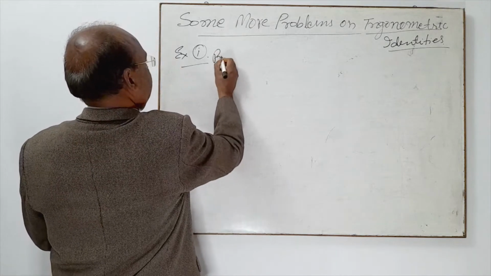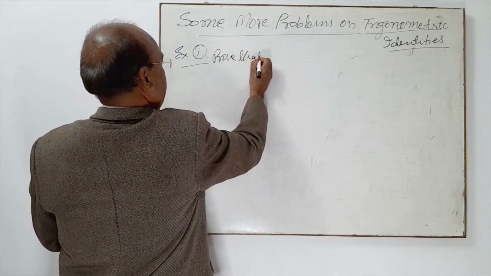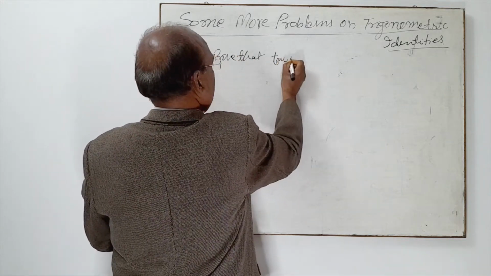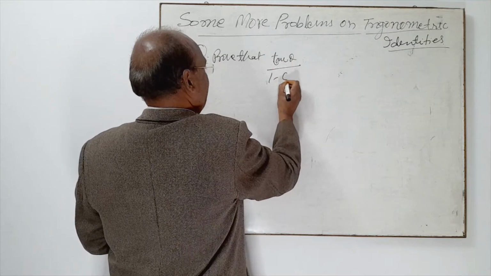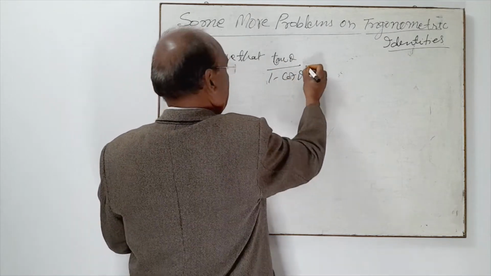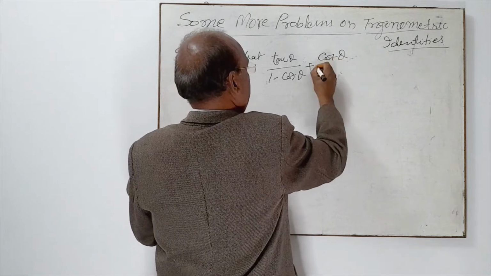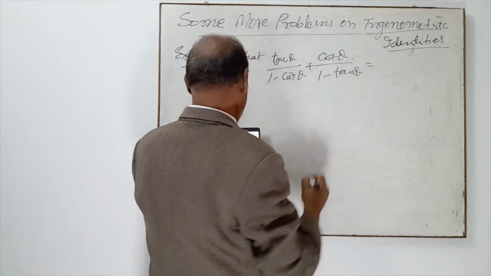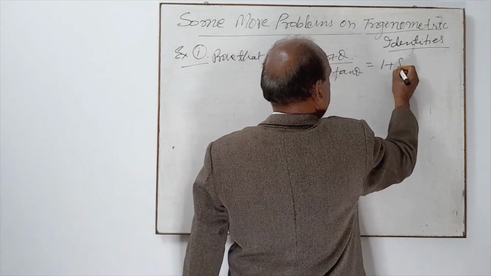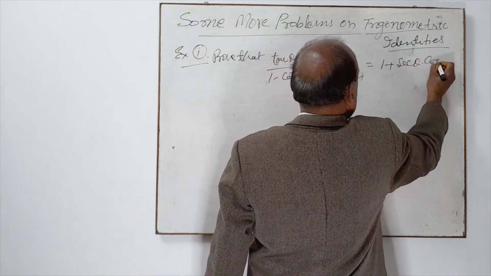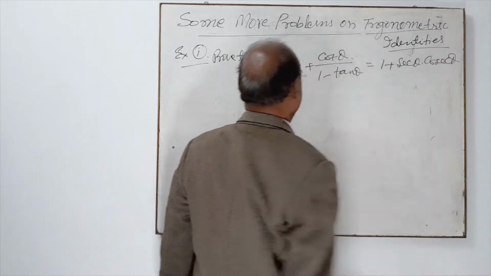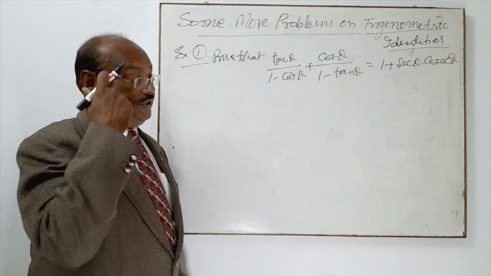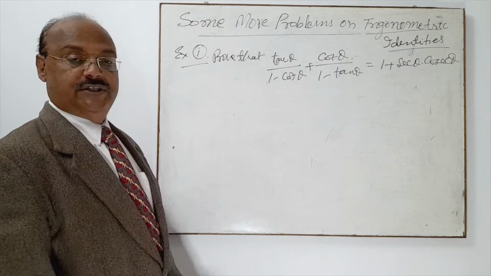Prove that tan theta upon 1 minus cot theta plus cot theta upon 1 minus tan theta is equal to 1 plus sec theta into cosec theta. Here, how will we approach the solution of this identity?